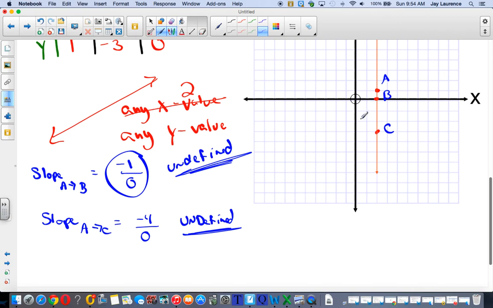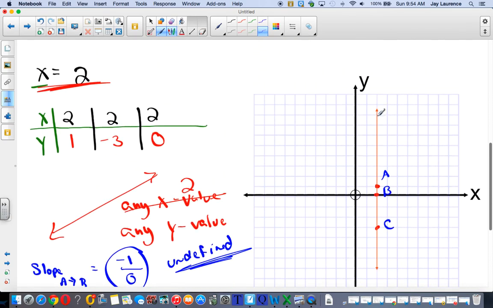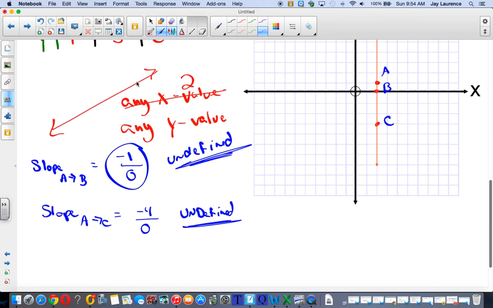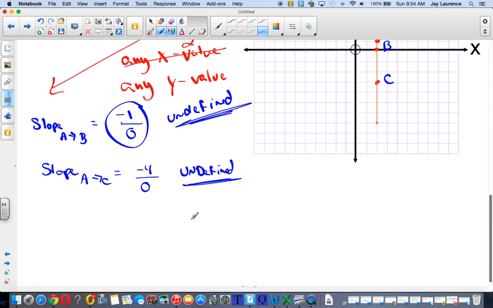It's not a function. It would fail the vertical line test, right? And I've got Sean going to McDonald's, Burger King, and Wendy's all at the same time. That's not possible. So it's not a function, but it is a linear equation and a relation. All right, now just one more. Slope from B to C, and that would be down 3 and the run of 0. And again, still undefined any way you slice it.